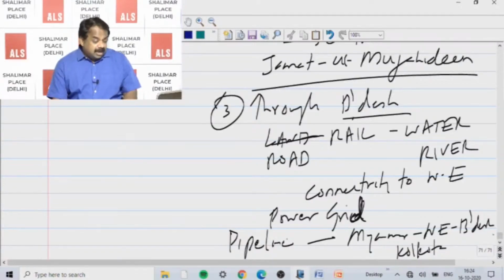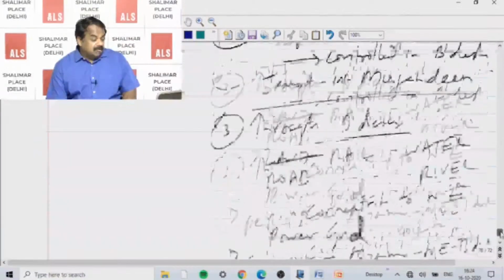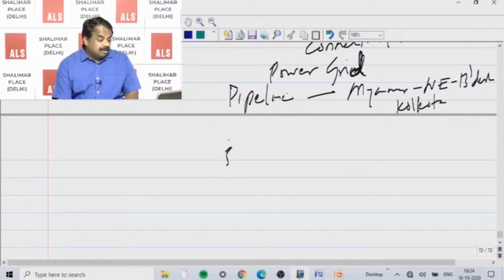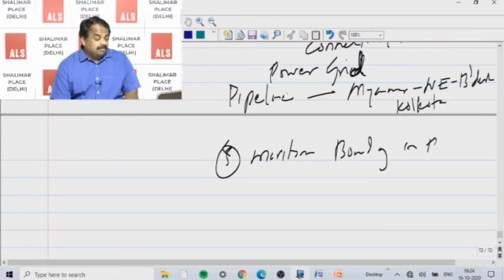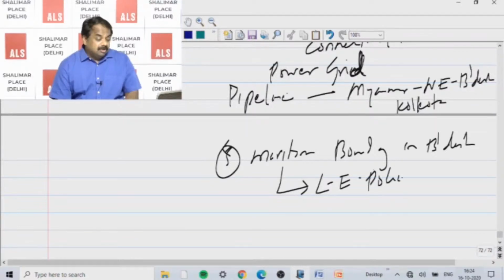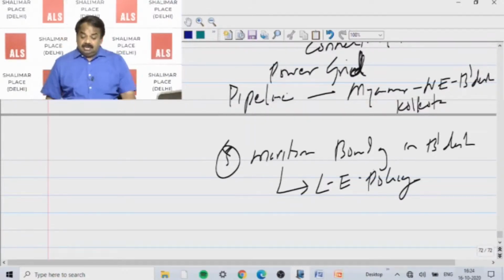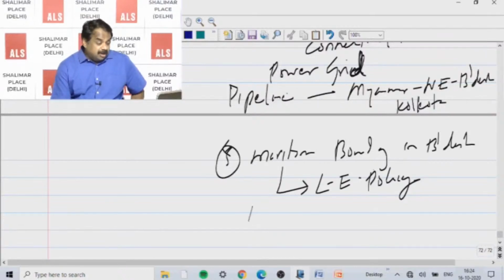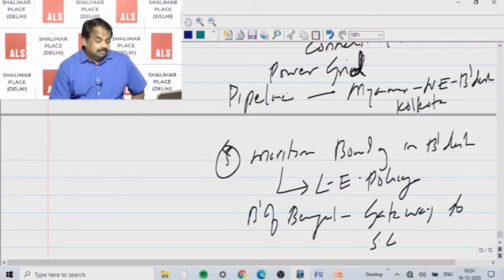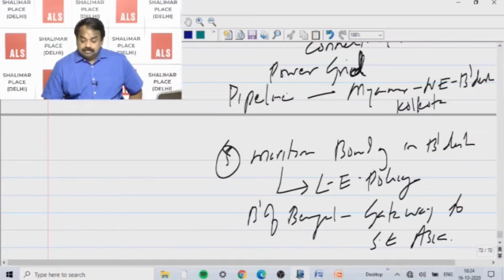And we also know that resolving the maritime boundary issue with Bangladesh is very crucial for our Look East policy, because it's a gateway. Our Bay of Bengal is the gateway to Southeast Asia. Right. So the connectivity part we have taken care of.